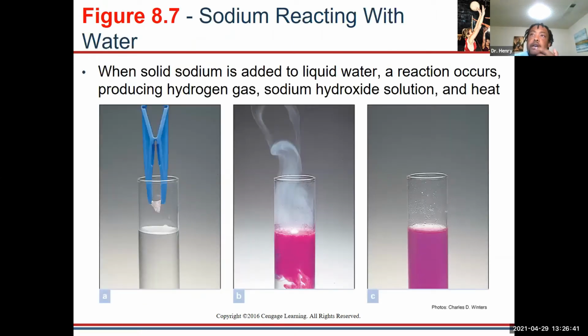So here we have this reaction. Sodium is reacting with water. When solid sodium is added to liquid water, the reaction occurs producing hydrogen gas and sodium hydroxide solution and heat. So you guys are now experienced. Can you tell me the chemical equation that we're going to be writing in this case?